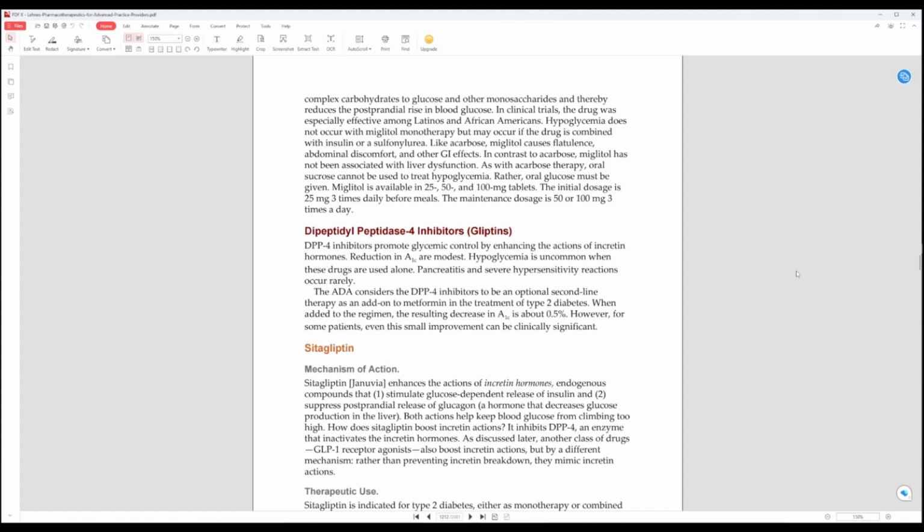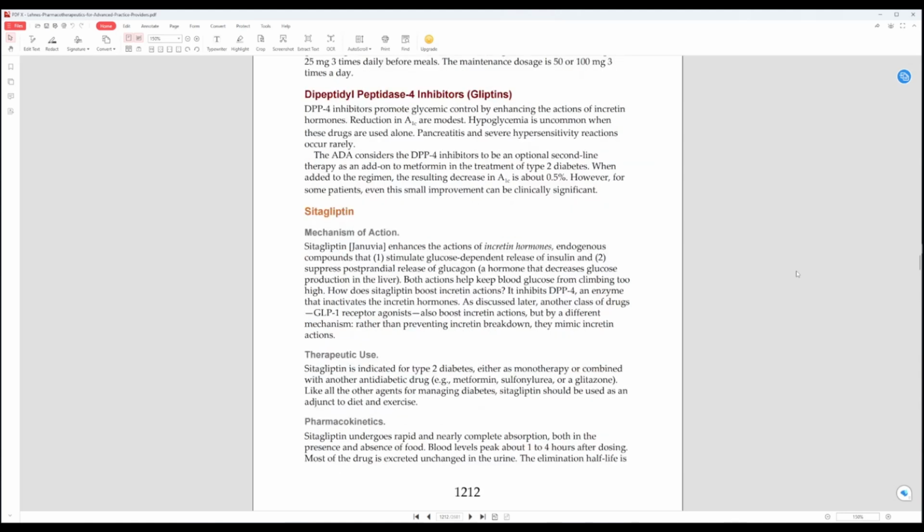Miglitol is available also in 25, 50, and 100 milligram tablets. Again, the initial dose is 25 milligrams 3 times a day before a meal. Your maintenance dosage is anywhere between 50 or 100 milligrams 3 times a day.